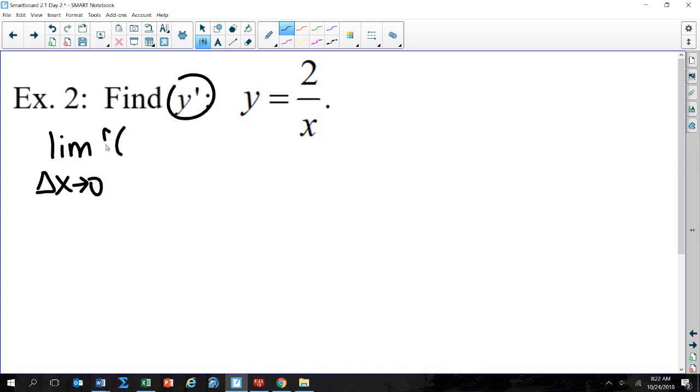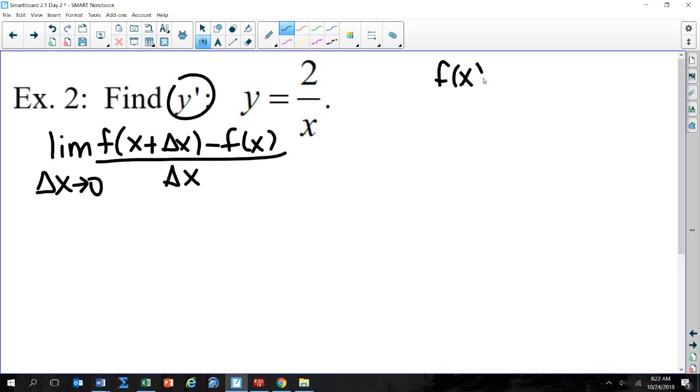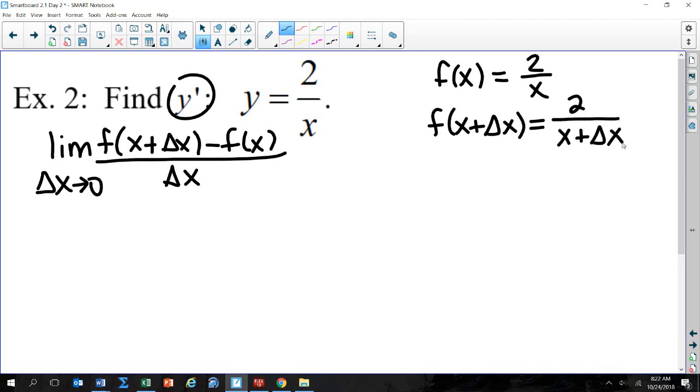We have f of x plus delta x minus f of x over delta x. Okay? So in this case, my function is 2 over x. So what is my x plus delta x? If I were to plug in x plus delta x in place of x, we would have 2 over x plus delta x. Does everyone agree? If I plug in x plus delta x for x, we would have 2 over x plus delta x. Okay, so that's what I'm going to put over here.